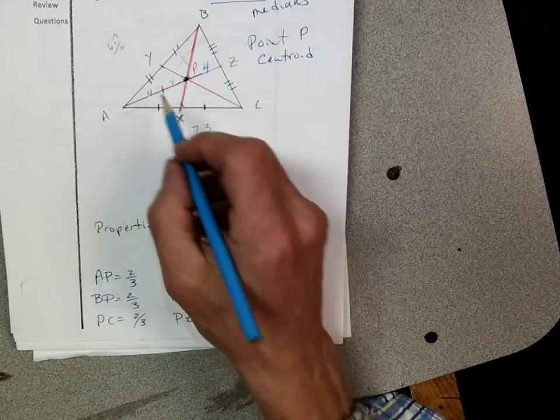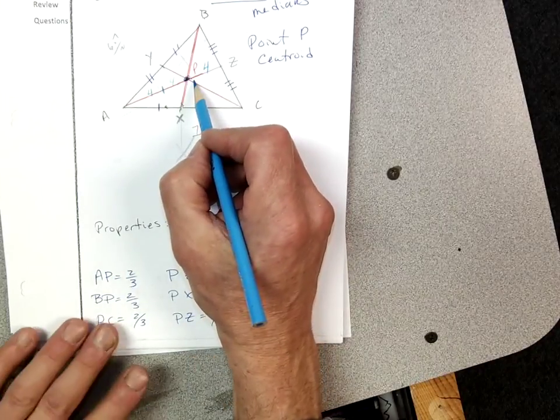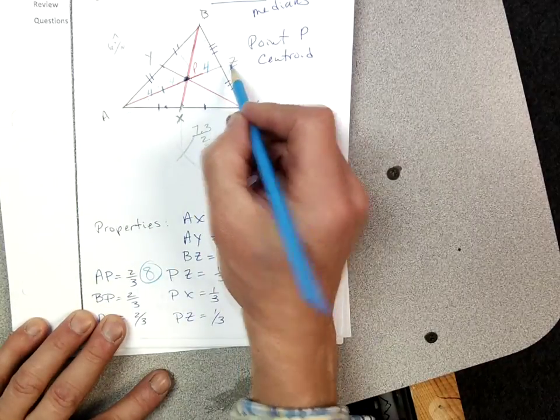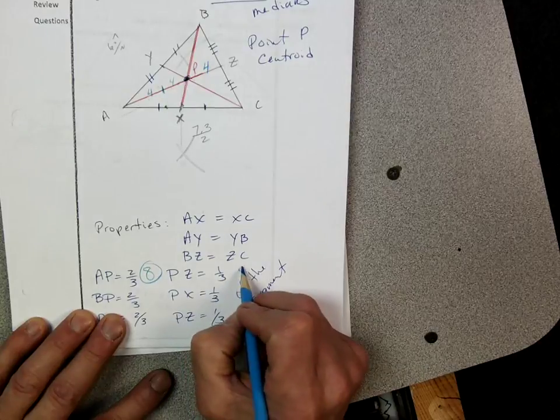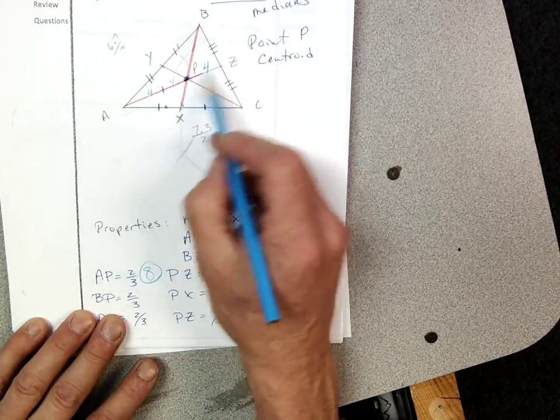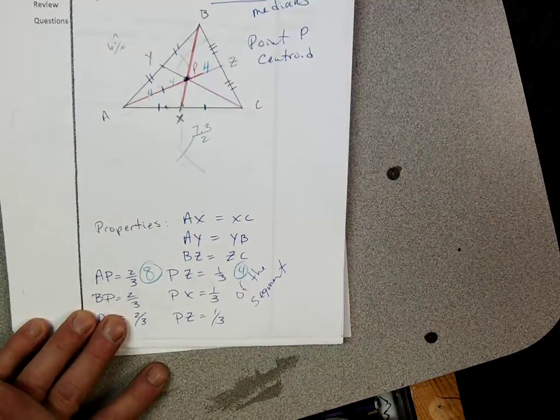So what's the length of AP? In this case, it's going to be 8. What's the length of PZ? It's going to be 4. And if you need the length of the whole thing, what's the length of the whole thing? 12, right? 12. See how that works?